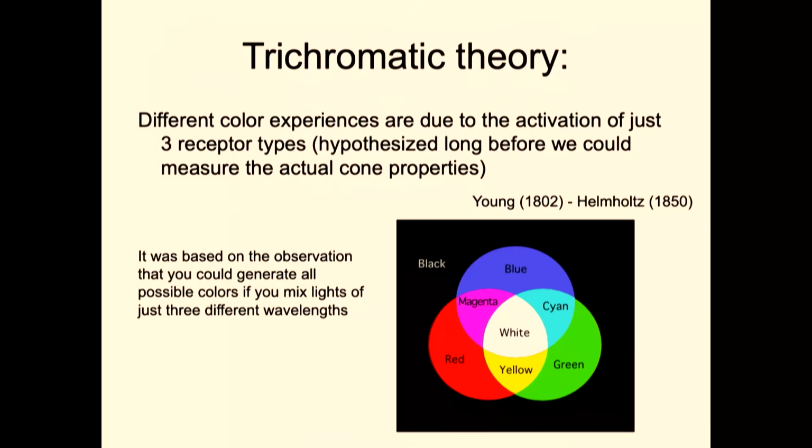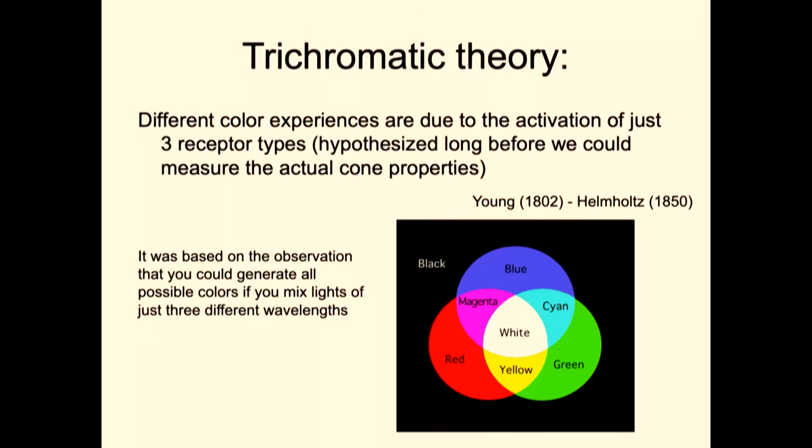and was hypothesized really back in the 1800s by Young, vision scientist, and Helmholtz, who we hear about a lot in this class. Okay? So they proposed that different color experiences are due to the activation of just 3 receptor types. Again, long before anybody could actually measure the actual cone properties.